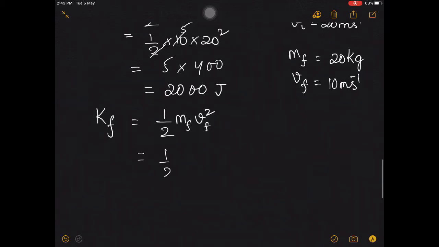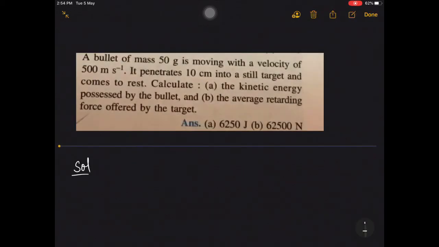So half into 20 into 10 square, how much it will be? It will be 1000 joule. So this is my second answer. Let us move to question number 5.